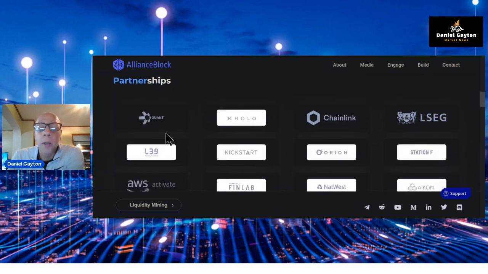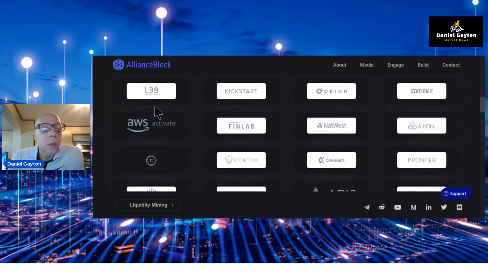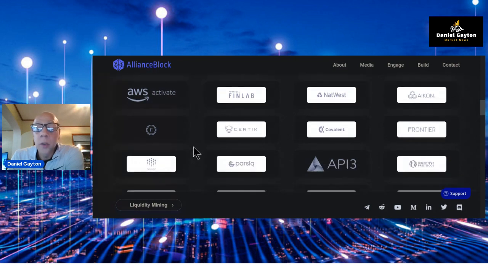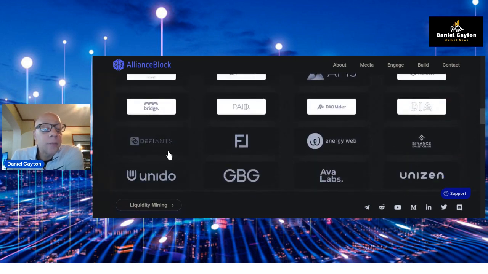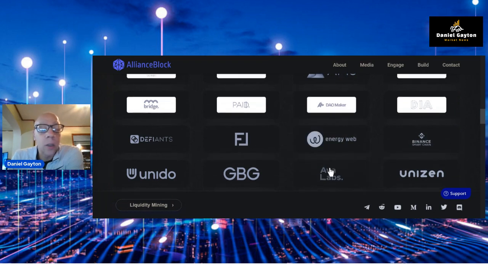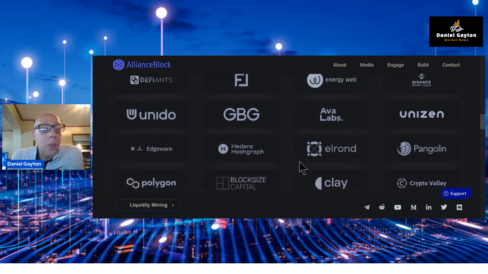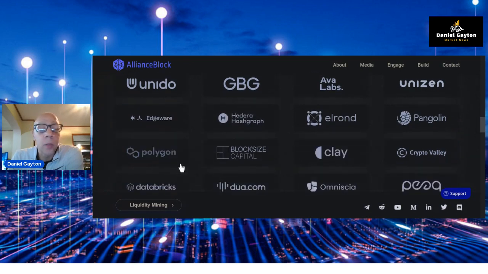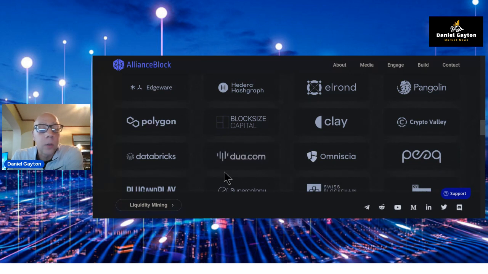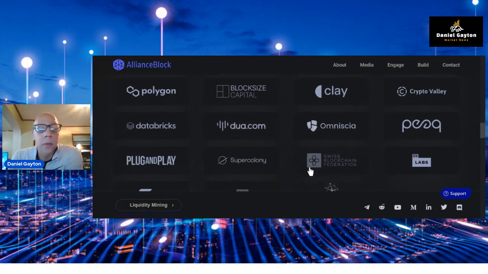They're partnered with Quant, Chainlink, just to name some of the big ones here. There's a bunch of them here. Amazon Workspace. They have Hedera on here somewhere. Binance. And Polygon is on here somewhere on this list right there. Polygon. Blocksize Capital. There's Hedera on here.